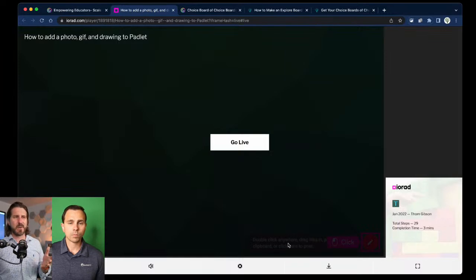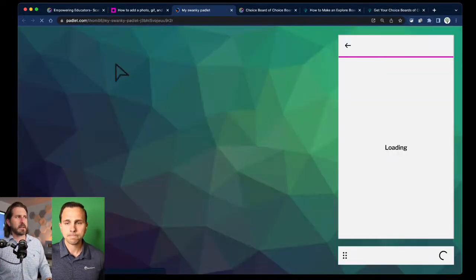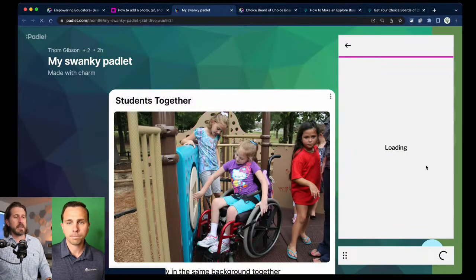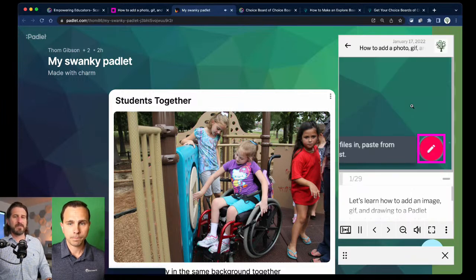Have you seen IRAD, Tom? No, I have not. It's awesome. And what's really cool about this version of IRAD is that what I'm going to show you is actually mapped onto my Padlet account. So this is actually walking me through the steps of how to do something within my account. So I'm going to hit click live, you'll see it's actually in Padlet. And then this is our co-founder, Tom Gibson.